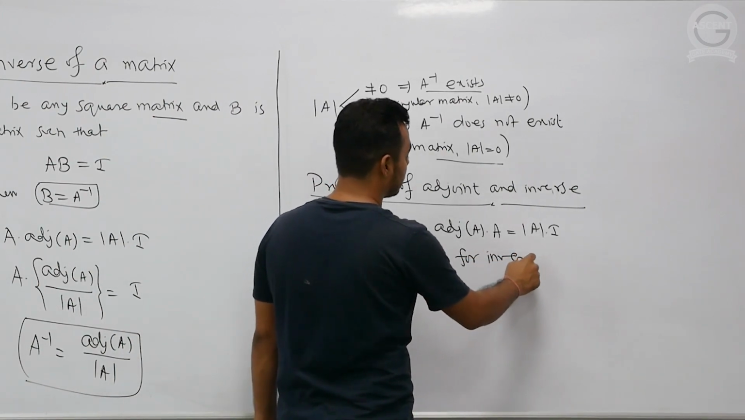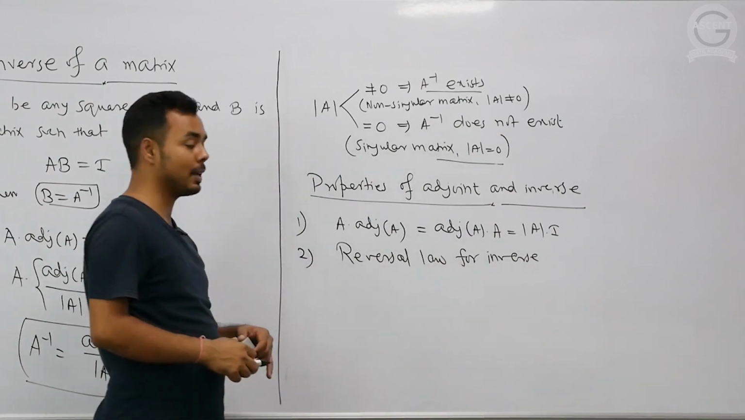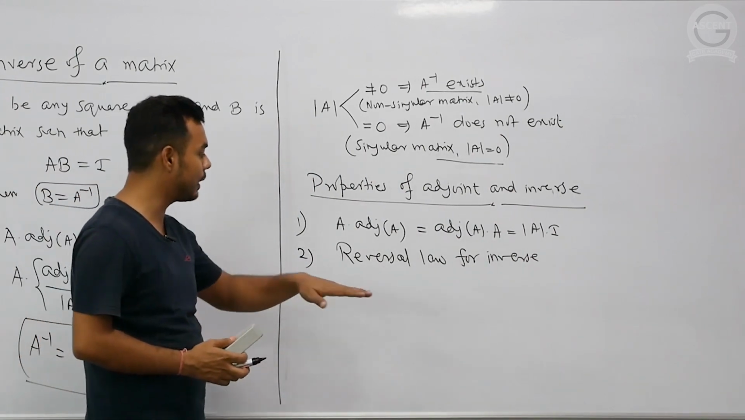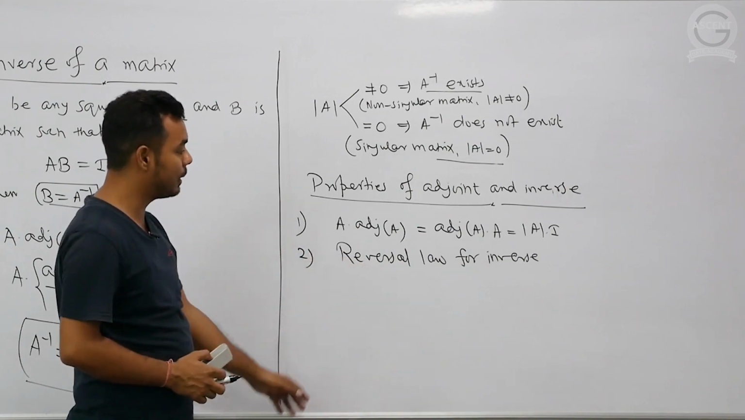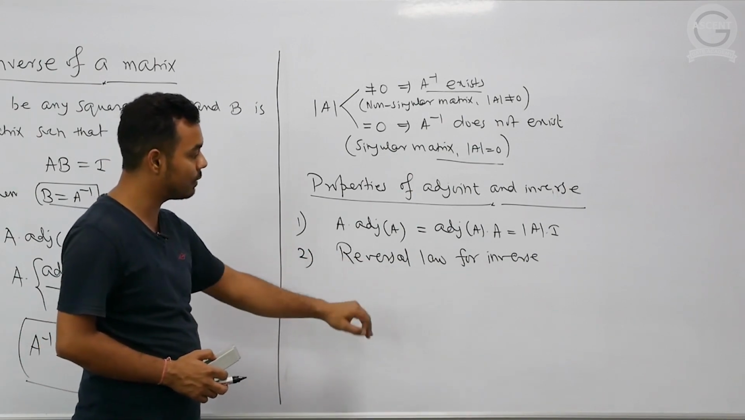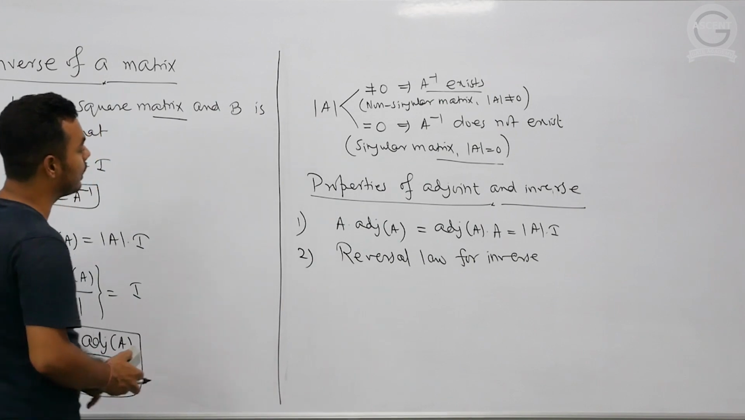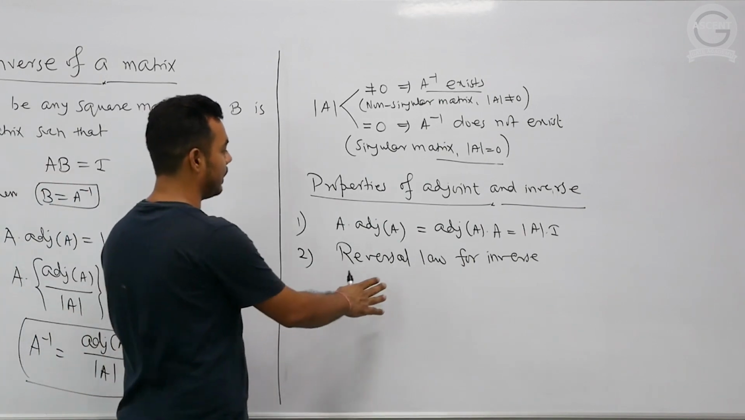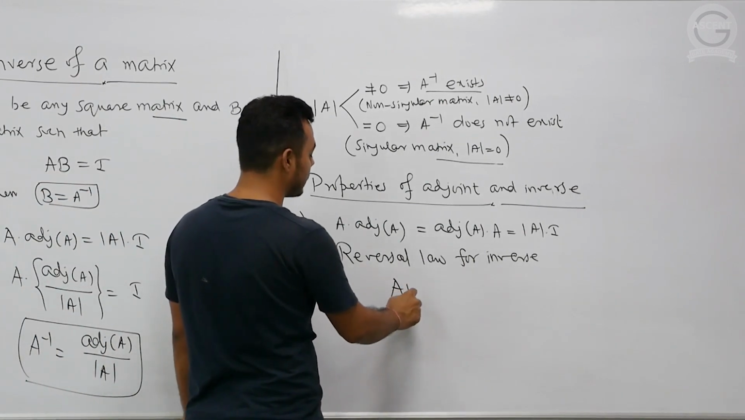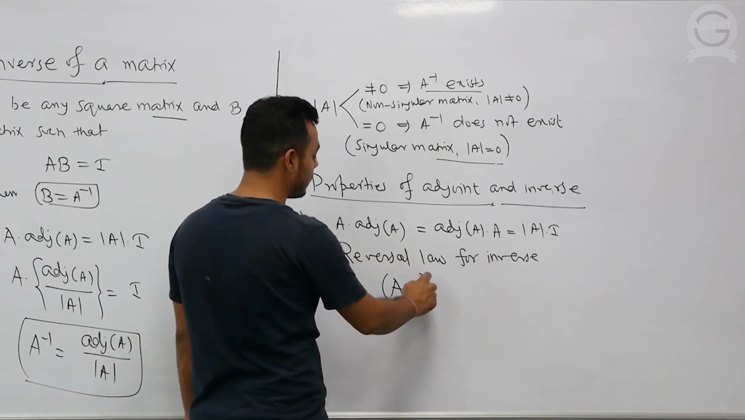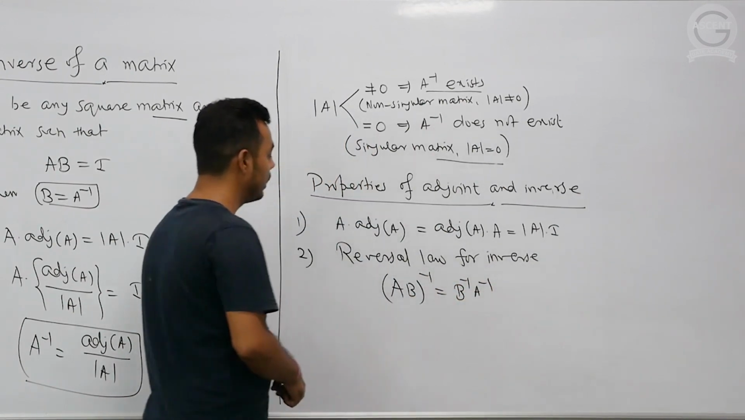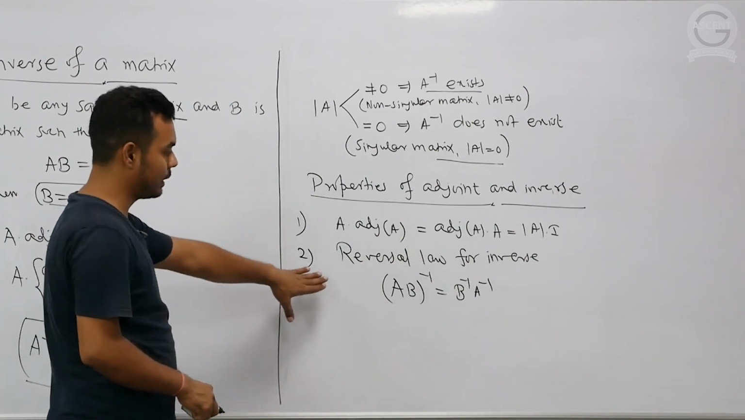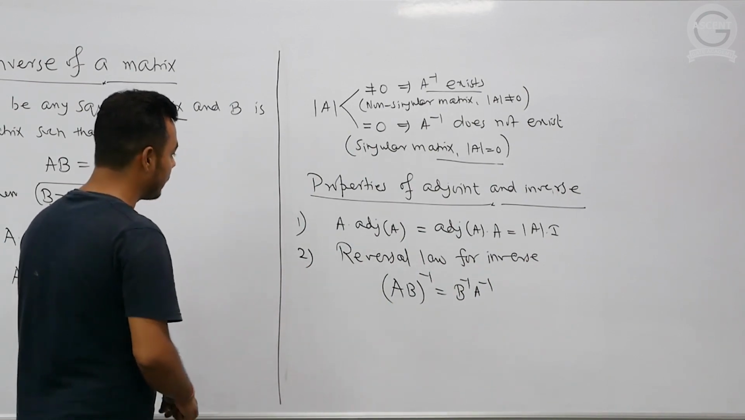Reversal law for inverse. We have seen the reversal law for the transpose of a matrix, and there we had said that this reversal law will come at 3 places: one at transpose, another for inverse, and the third one for adjoint. So the reversal law of inverse is that if I have two matrices A and B, then inverse of AB will be nothing but B inverse into A inverse.